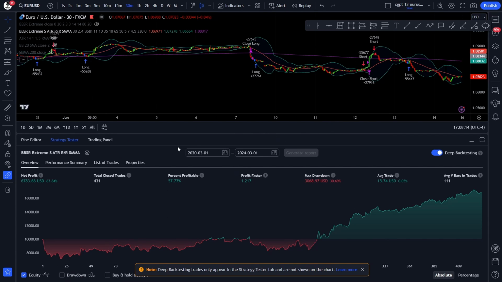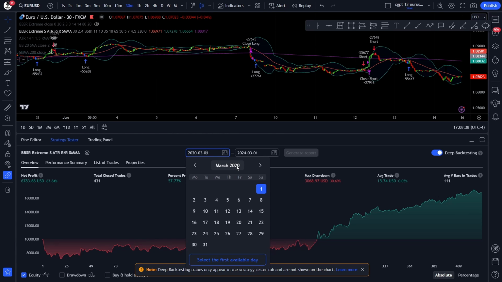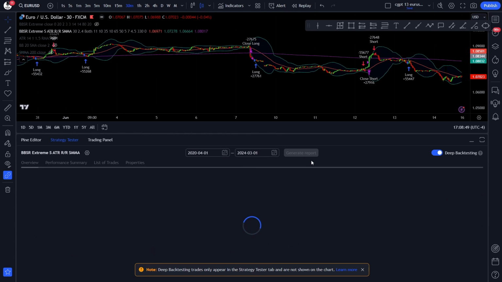Here are the results for the last 4 years. Throughout this period we got 431 trades, which generated only 67% profit with a 1.2 profit factor and 30% maximum drawdown. However, why I wanted to show you this is because you can see a huge drawdown at the beginning. If that drawdown wouldn't be there, the result would look much different. So let's change from March 1st to April 1st and let's see the results.